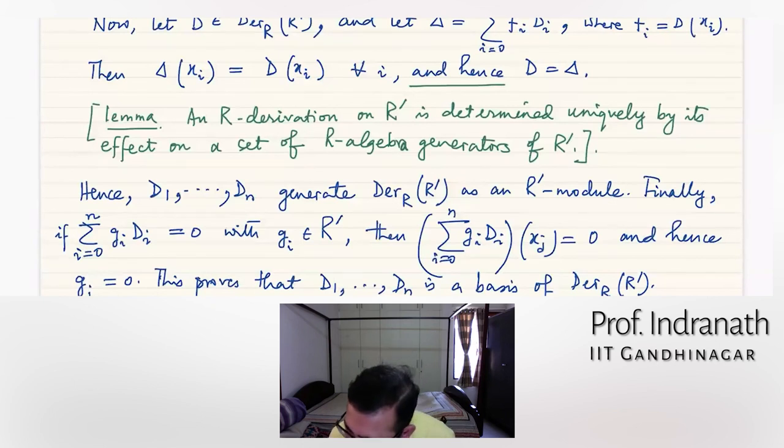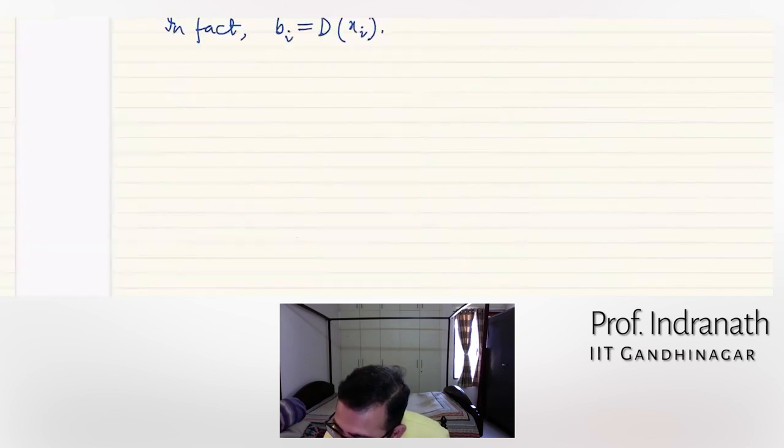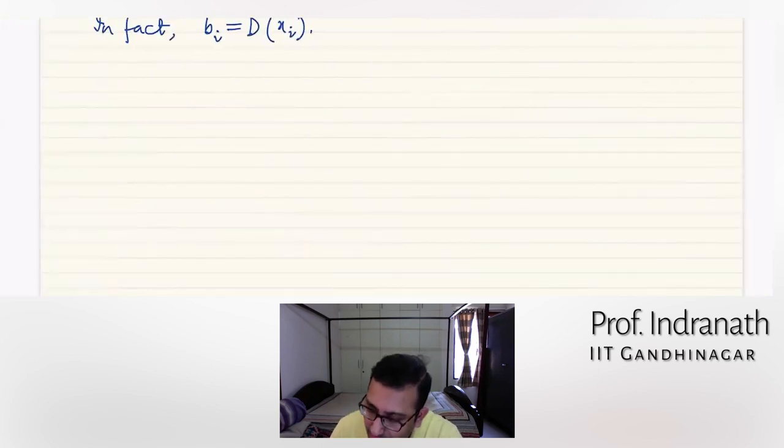Okay, so let me quickly indicate one more thing and then stop. Every R derivation of this has a unique expression of this form, because these are your DIs, right? With coefficients in R dash, which is your polynomial ring. In fact, these DIs are dxi. I hope you understand this. This is clear. Now, this is really going to be useful.